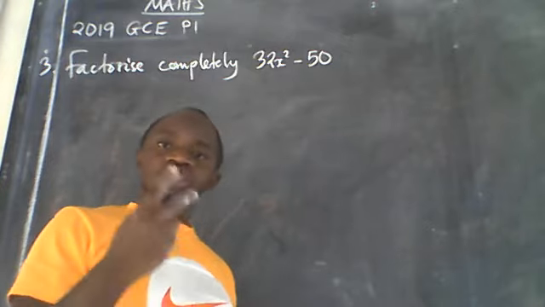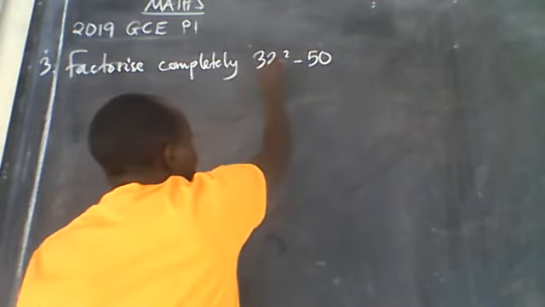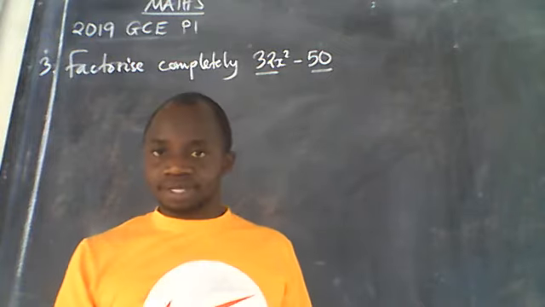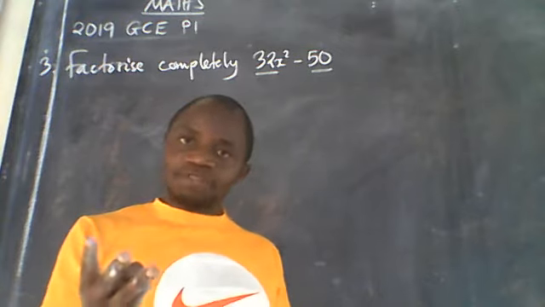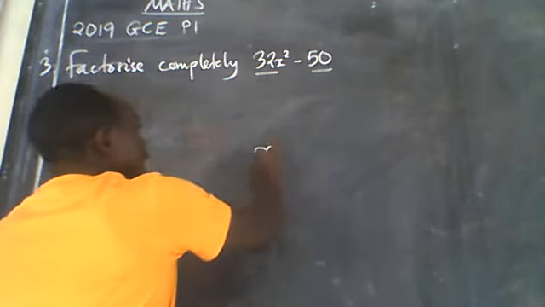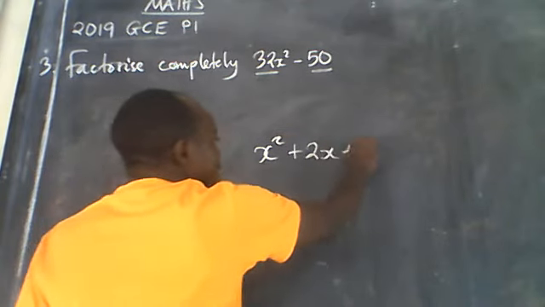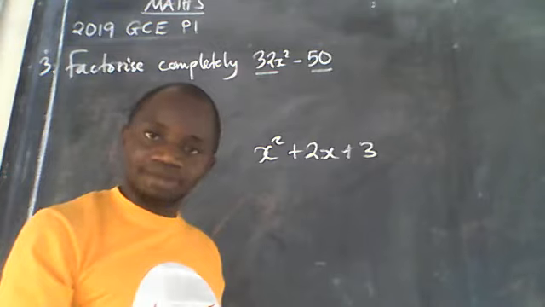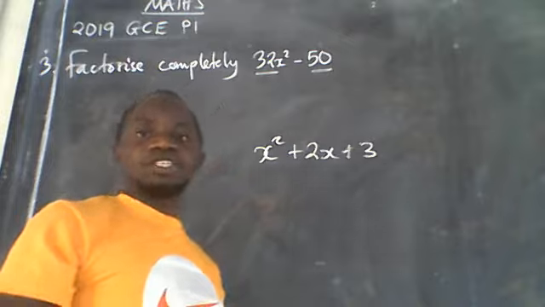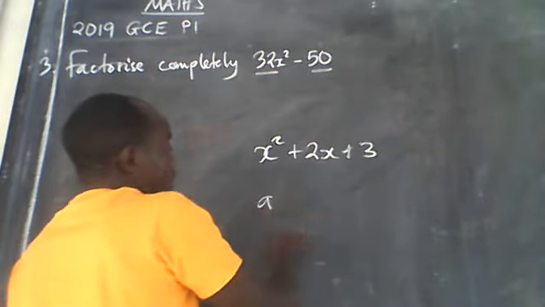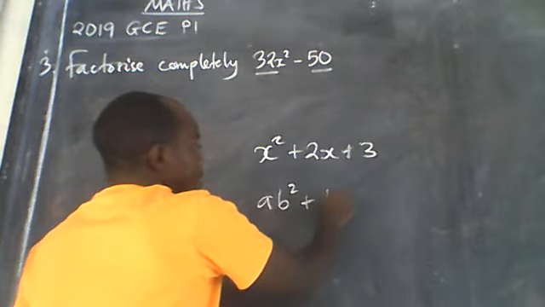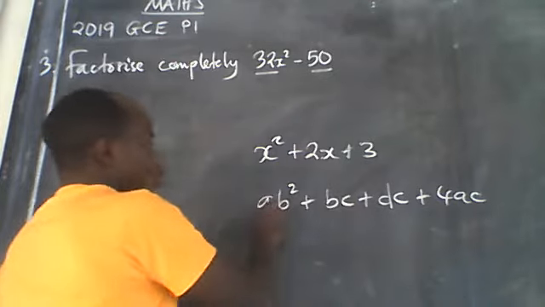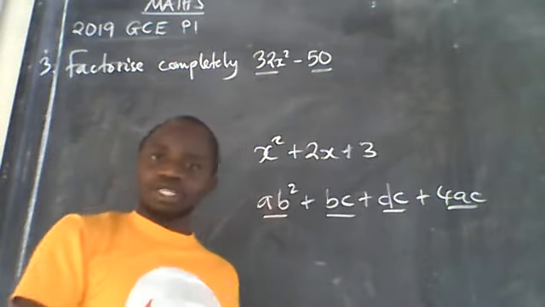Okay? If it has got 2 terms, like the way it is, 1, 2, then that is the difference of 2 squares. If it has got 3 terms, it can be x squared plus 2x plus 3. This is 3 terms. If it is like this, then it is quadratic factorization. If it has got 4 terms, then that is grouping. We can have factorize ab plus bc plus dc plus ac. Are you seeing that? 1, 2, 3, 4. So here it's about grouping.